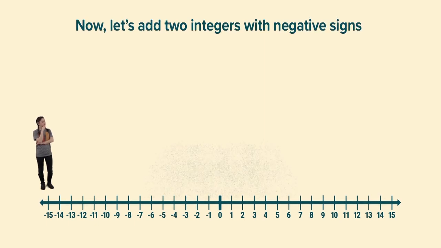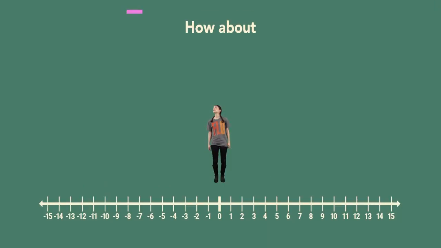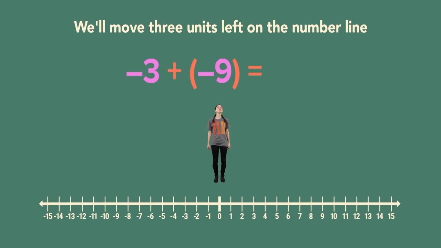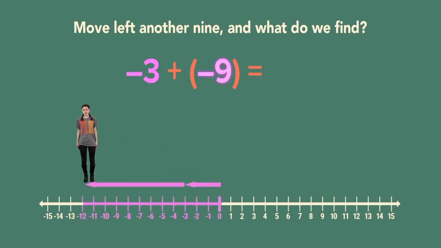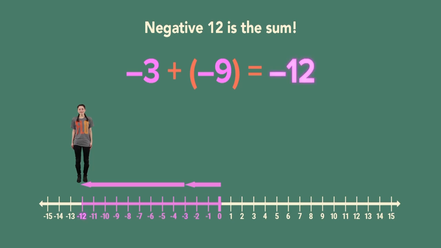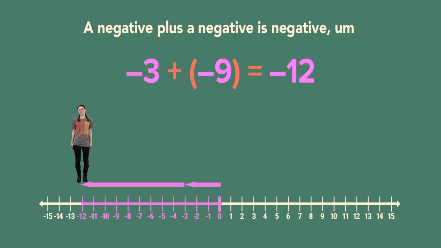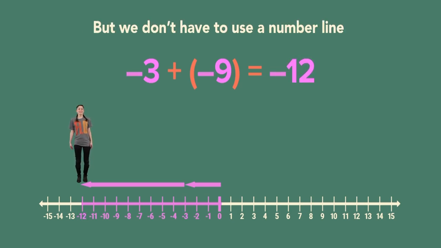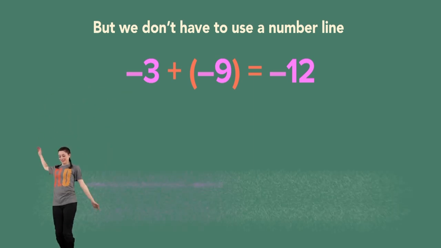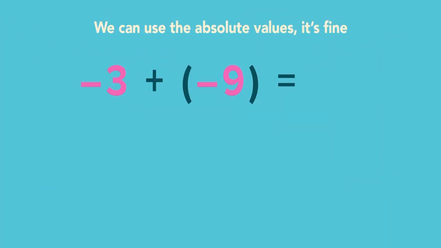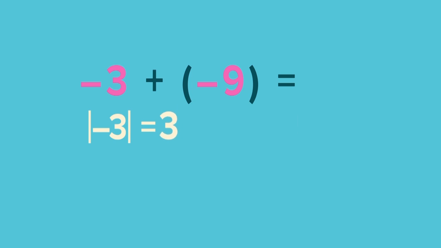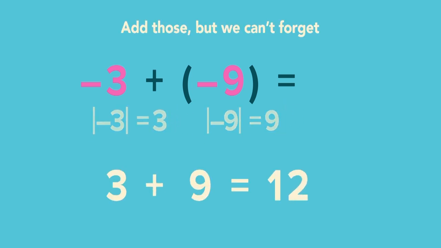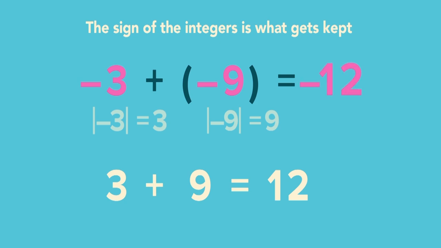Now, let's add two integers with negative signs. How about -3 and -9? We'll move 3 units left on the number line, move left another 9, and what do we find? -12 is the sum. A negative plus a negative is negative. But we don't have to use a number line, we can use the absolute values, it's fine. The absolute value of -3 is 3, and of -9 it's 9, so we add those together, but we can't forget the sign of the integers is what gets kept.